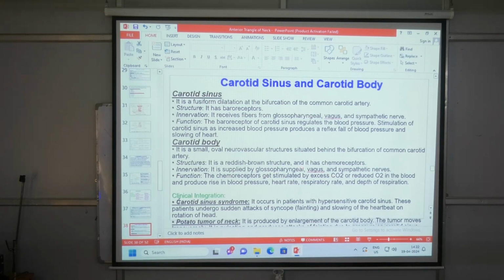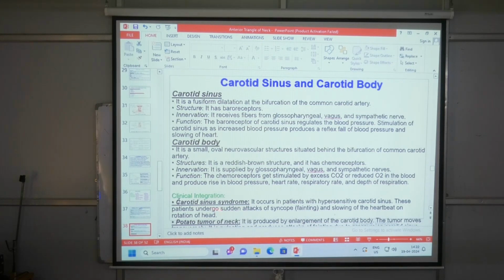Structure: it is a reddish brown structure and it has chemoreceptors. How is it innervated? It is supplied by glossopharyngeal, vagus, and sympathetic nerves. What are the functions? Chemoreceptors get stimulated by excessive carbon dioxide or reduced oxygen in the blood and produce a rise in BP, heart rate, respiratory rate, and depth of respiration.